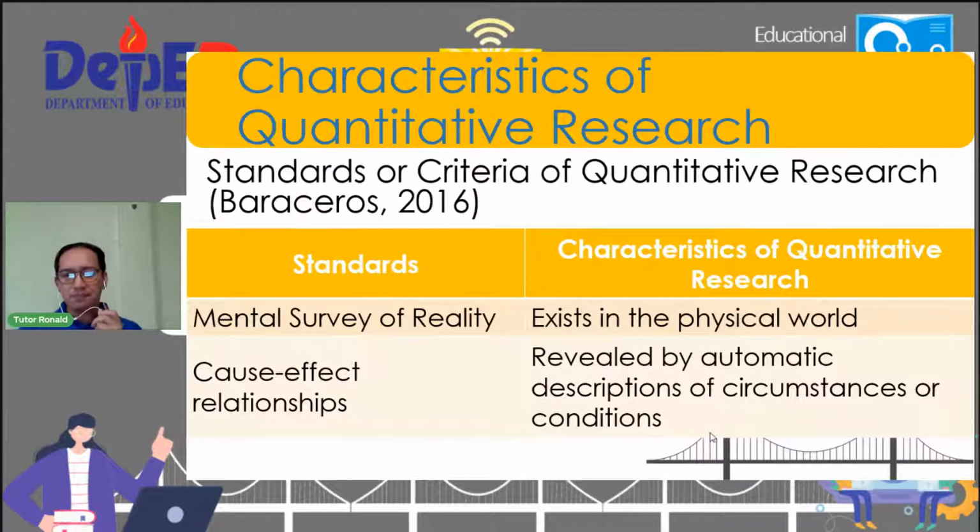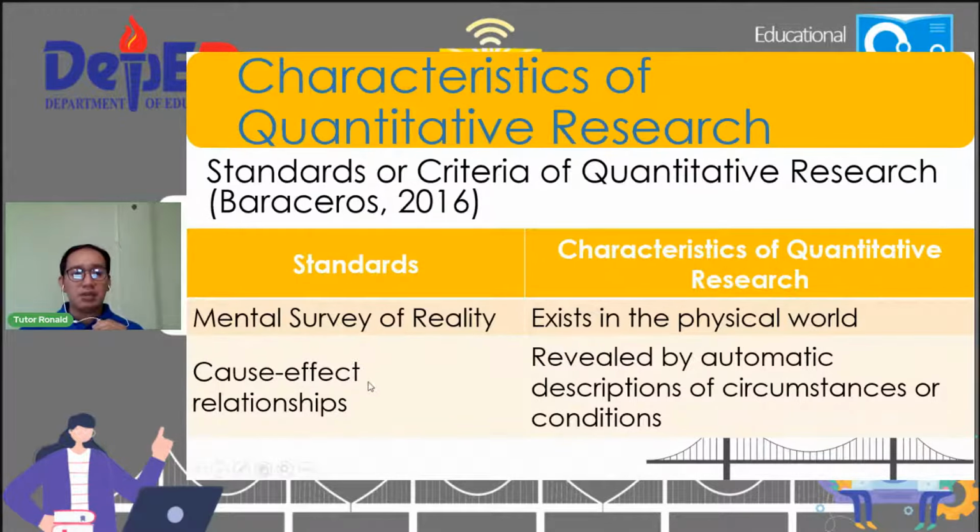So again, first standard is mental survey of reality. Ibig sabihin, ang quantitative research po ay nag-i-exist in the physical world. Or ibig sabihin, ang topic na pinag-aaralan ng isang quantitative researcher ay mga issue sa lipunan, mga problema sa komunidad, or mga iba pang bagay na maaari makaapekto sa tao sa ating mundong ginagalawan. So, reality. Kung ano man po ang reality sa ating kasalukuyan, no?